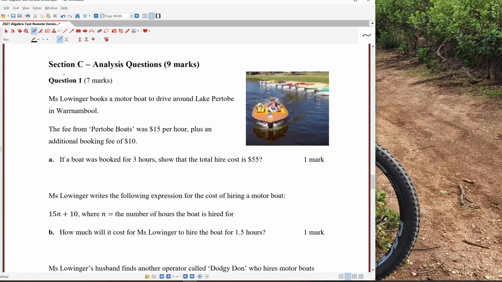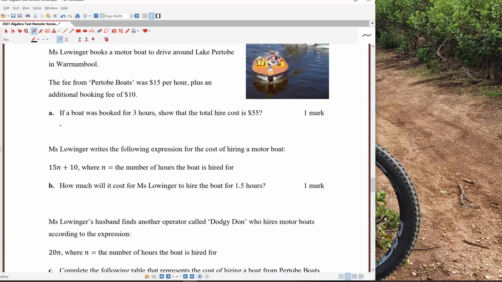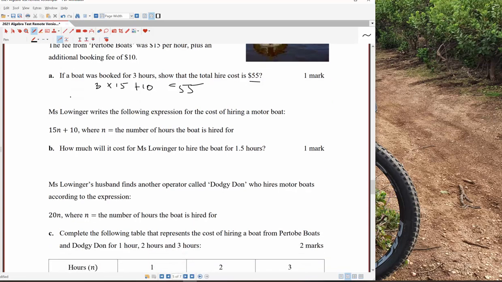Okay, section C, we've got Ms. Lowinger books a motorboat to drive around Lake Petoby in Warrnambool. The fee from Petoby Boats was $15 per hour plus an additional booking fee of $10. If a boat was booked for 3 hours, show that the total hire cost is $55. So I'm giving you the answer, you've just got to show the calculation that would be used. So here I would do 3 lots of 15 plus 10 equals $55. So any calculation that showed that was the case is fine.